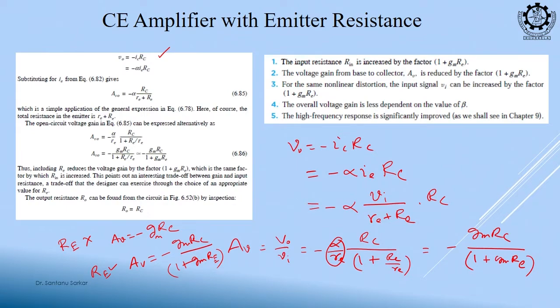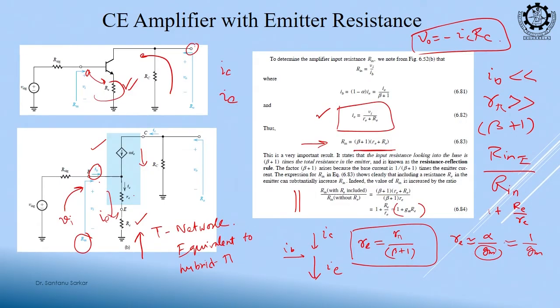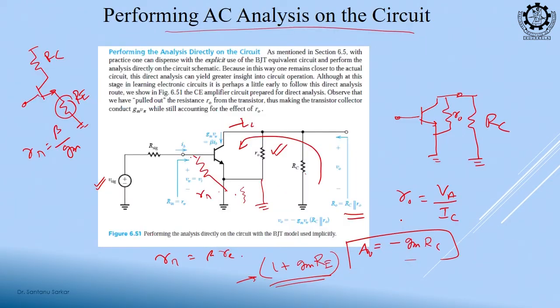So, the times my input impedance increased, my gain decreased by the same ratio. You see, my input impedance was increased by 1 plus GM RE times. That means we already know that negative feedback reduces gain, right. If you use negative feedback, gain is reduced, input impedance is increased. By the same amount gain is reduced, the input impedance is increased by the same amount, and what is the amount? 1 plus GM RE.